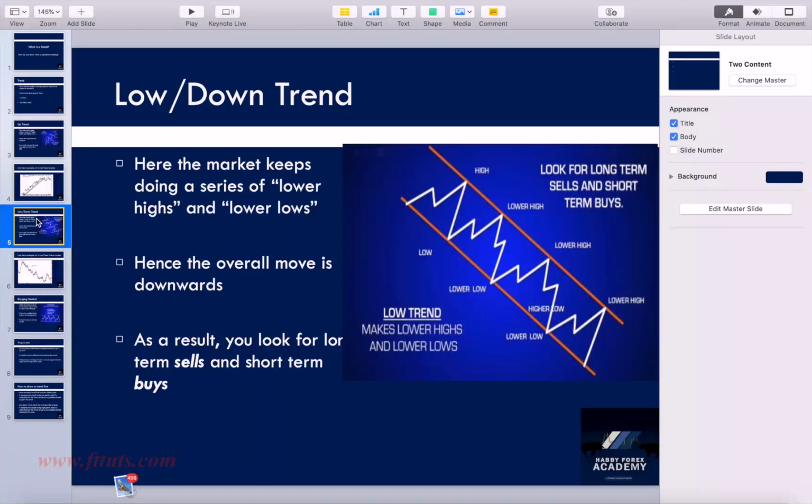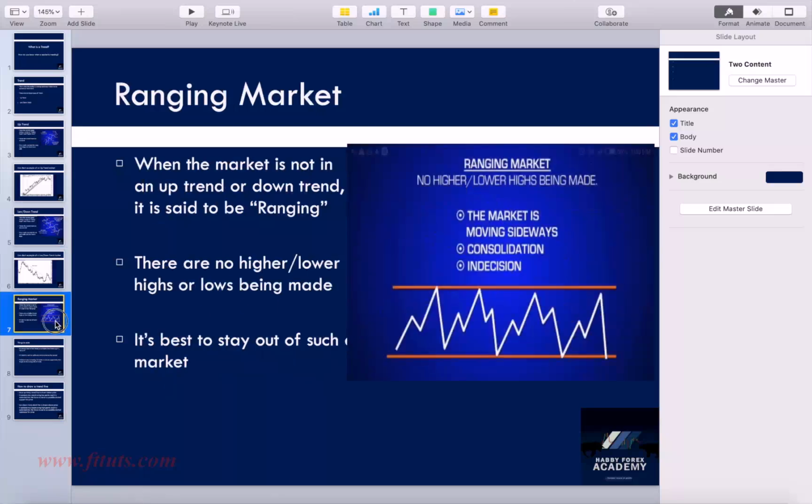Now the downtrend: the market keeps making a series of lower highs and lower lows. This is simply telling us about the downtrend market. Same thing, the other way around from the uptrend market, and the market overall moves down. Ranging market: this is an example of a ranging market. The market is now moving sideways.